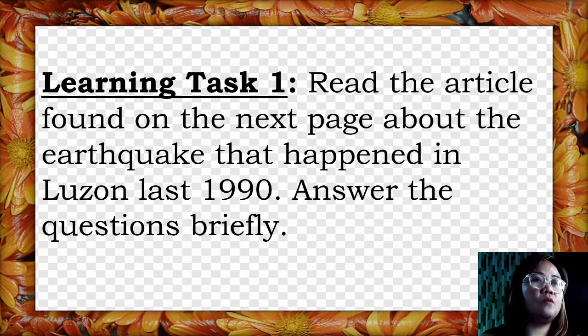Learning task 1. Read the article found on the next page about the earthquake that happened in Luzon last 1990 and answer the questions briefly.